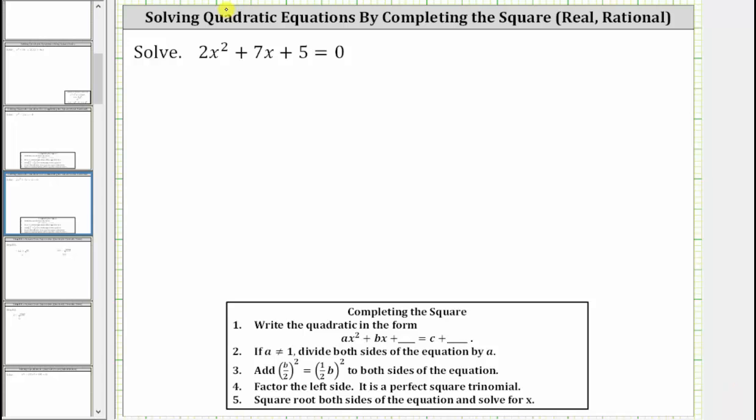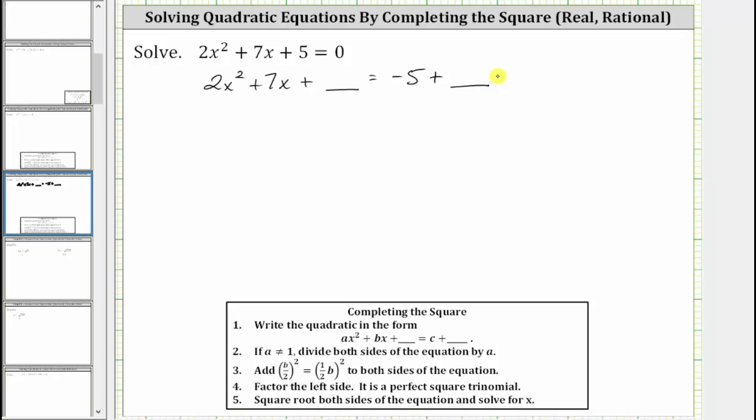We are asked to solve the given quadratic equation by completing the square. The first step is to write the equation in this form here, which means the first step is to subtract 5 on both sides. If we subtract 5 on both sides, we can write the equation as 2x squared plus 7x plus some constant we'll find in step 3 equals negative 5 plus the same constant we added to the left.